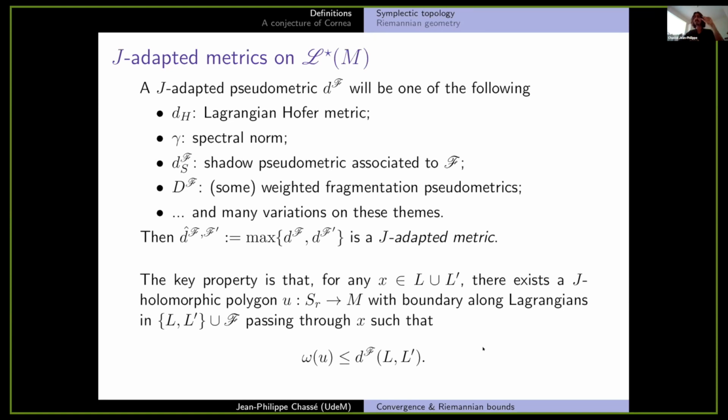There's maybe a little bit of a lie in what I've just said, which is that this is when L prime and all the members of the family meet transversally. If they don't, this is up to some arbitrarily small Hamiltonian perturbations of all the Lagrangians. So great, this is a J-adapted metric.